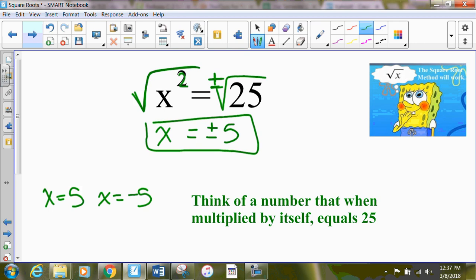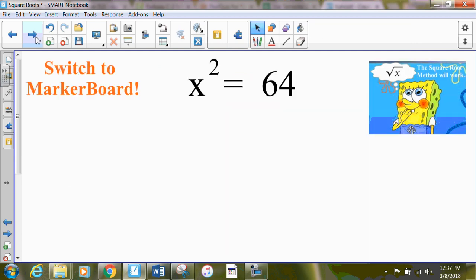So I did a lot of talking with this first problem because I wanted you to understand it conceptually, and then also how we cancel something out by doing the opposite when we're solving equations. So right now, I've got a problem that looks very similar to what you just put in your notes, and I want you to switch to marker boards. So go ahead and switch to marker boards, pause this, do it by yourself, and then unpause it and see if you got the same answer. All right, go ahead and pause it.